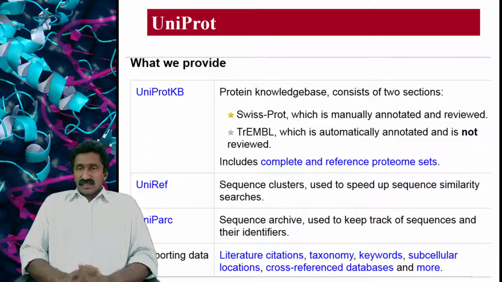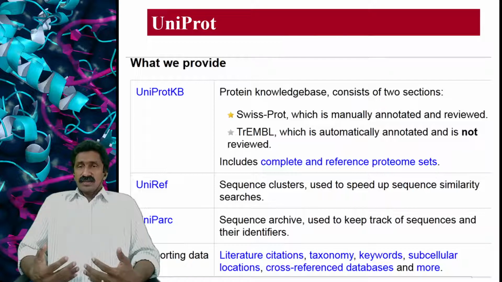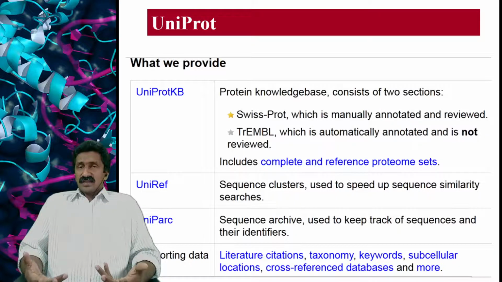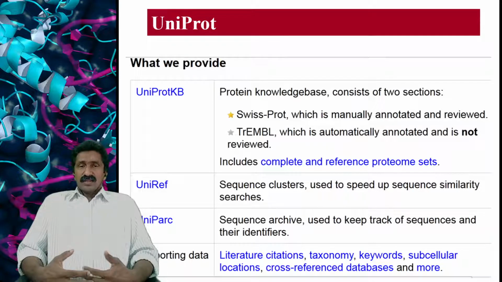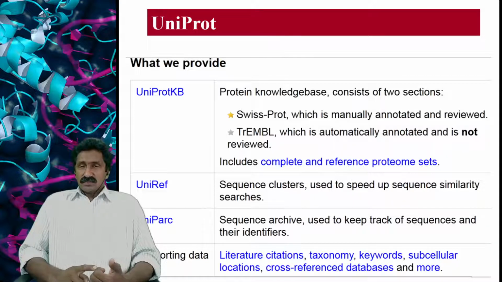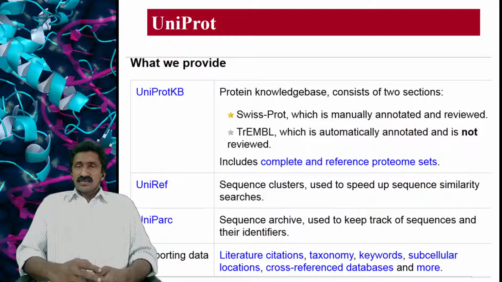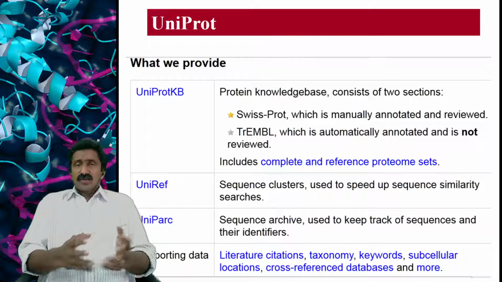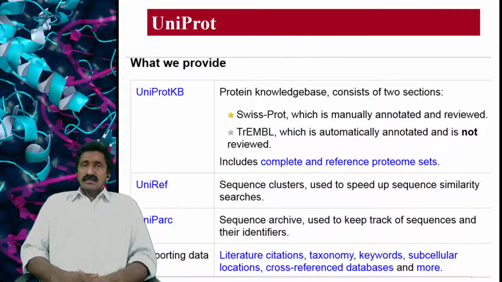UniParc is the sequence archive used to keep track of the sequences and their identifiers. There is also other supporting data in Uniprot: literature citations, taxonomical information, keywords, subcellular locations, cross-reference databases, biological activity, and a lot of other information related to the concerned protein that is also annotated and provided by Uniprot.